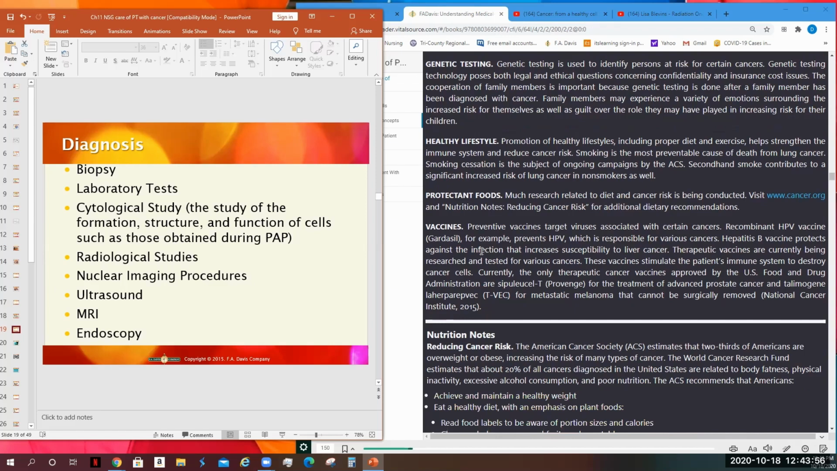Protective foods. Much research related to diet and cancer risk is being conducted. Visit cancer.org and Nutrition Notes Reducing Cancer Risk for additional dietary recommendations.